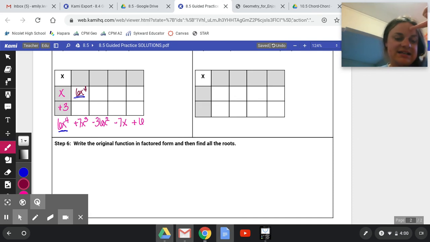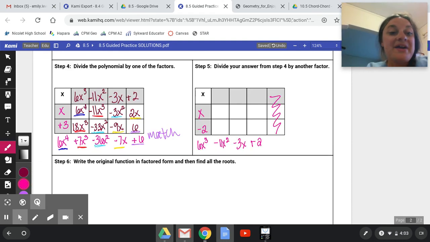6x to the 4th. X times what gives me 6x to the 4th? Try it. Okay, so go ahead and check your work right now. You should have gotten the answer along the top of 6x to the 3rd minus 11x squared minus 3x plus 2. You got those 6's to match.